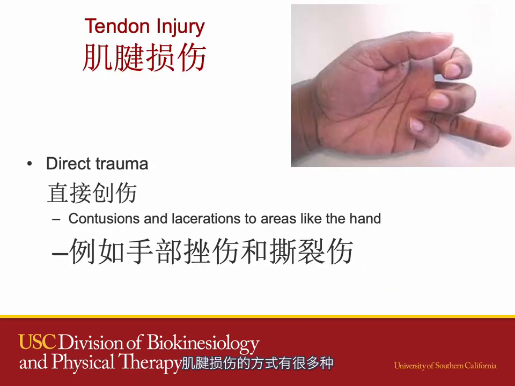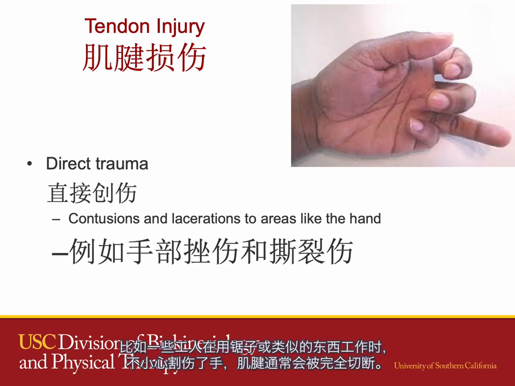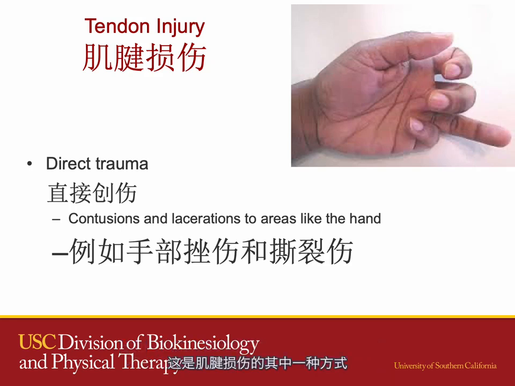For injuries of the tendon, there are different ways to get injuries. One way is direct trauma, so literally like a knife. Any workers out there, your injured workers, working with a saw or something like that, and they lacerate their hand. That tendon oftentimes will be completely cut through. So that's one way that we can get a tendon injury.